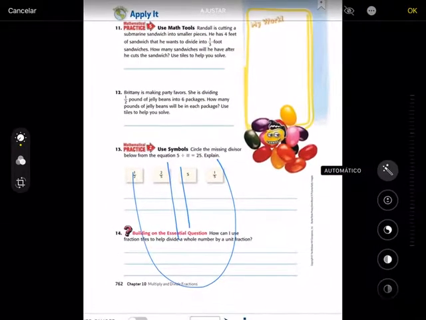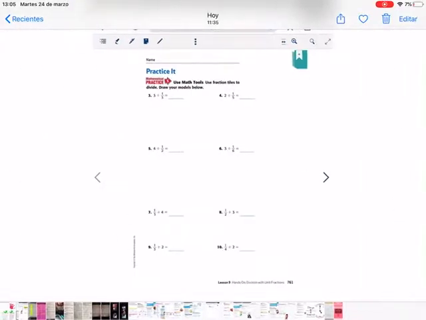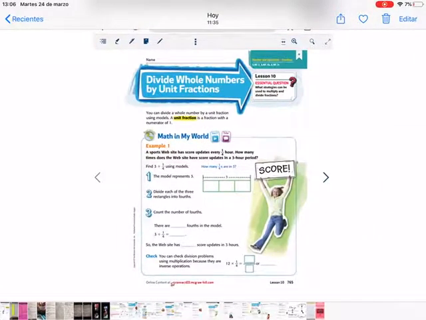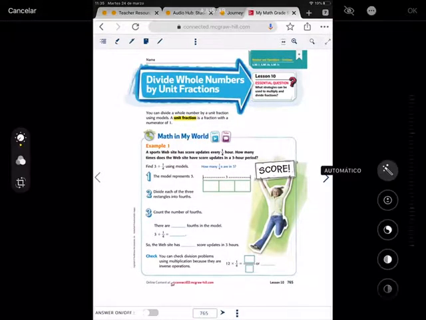Ready. So now, in this one, you just have to multiply the same. 3 times 3, 9, and you write a 9 there in the answer of number 3. Okay? Very good. Now, we continue with divide whole numbers by unit fractions. It's the same, only that now we are not going to use models. Let's check.